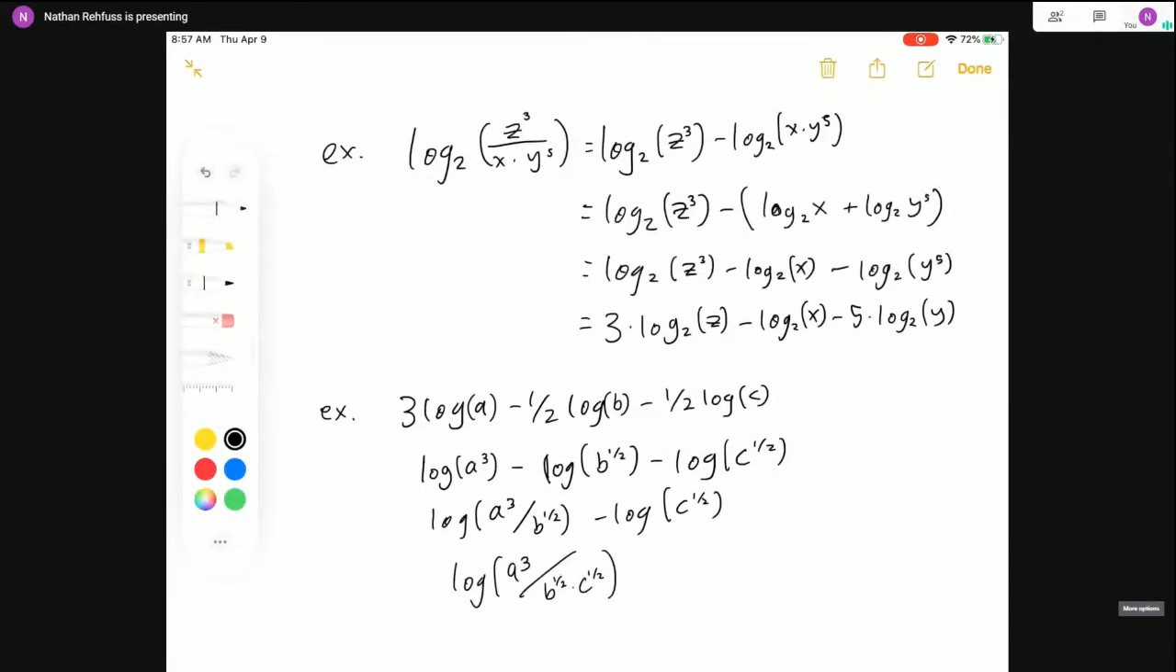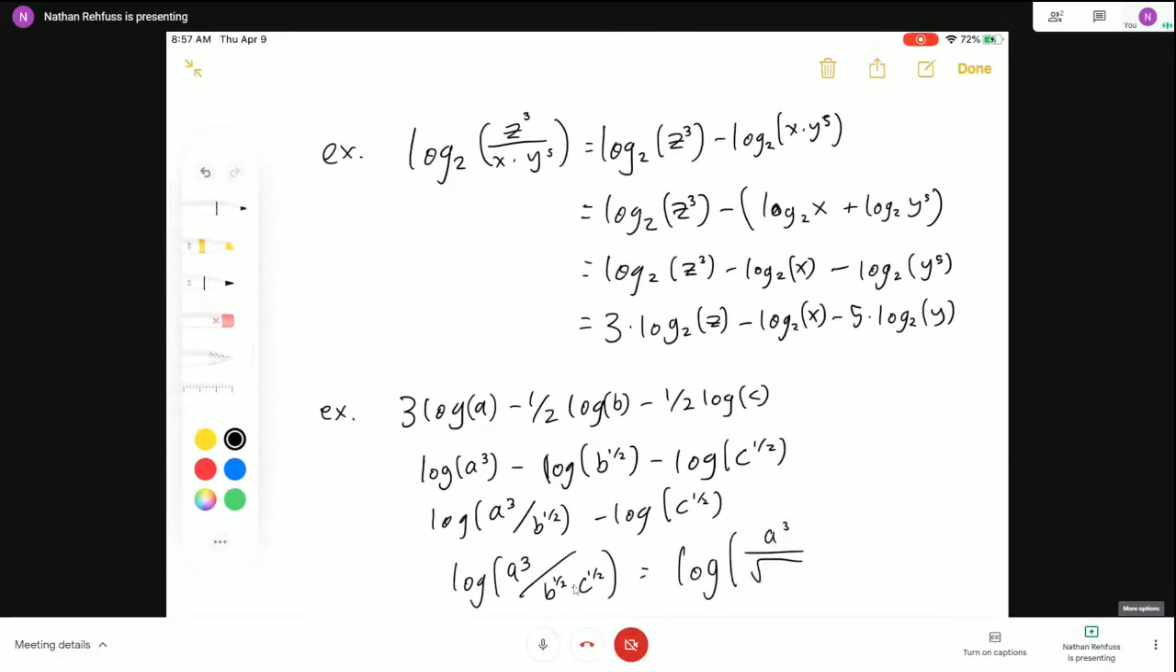I don't really like the way I wrote that argument, so this last step is just a notation thing, no math happening here. But that would be log of a cubed divided by the square root of bc. And I think that's a lot prettier. It's b to the 1/2 times c to the 1/2 is the same as the square root of bc. So this is a nice, pretty way to pack this all together into one expression. And it just depends what your purpose is, which one of these you want to do.